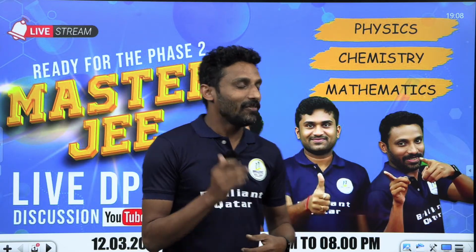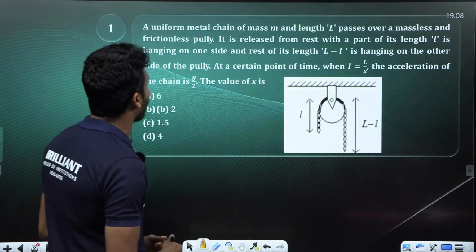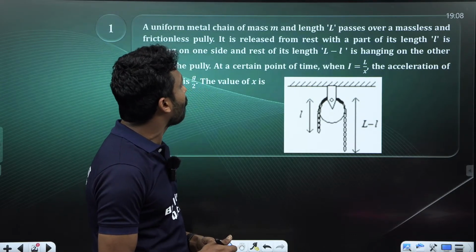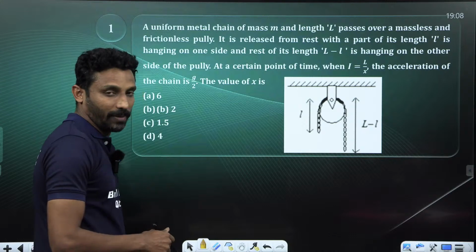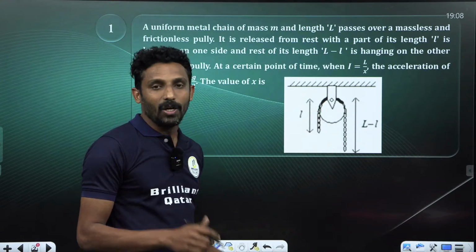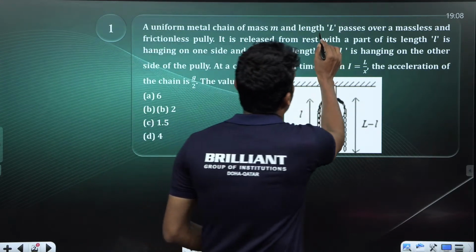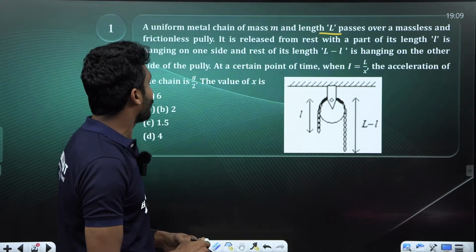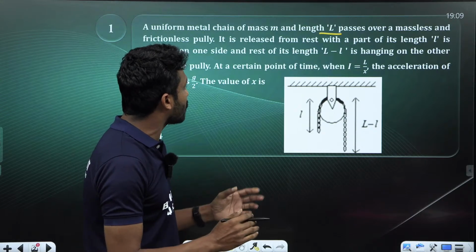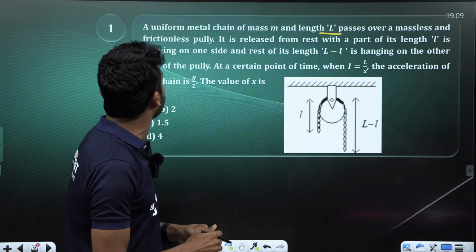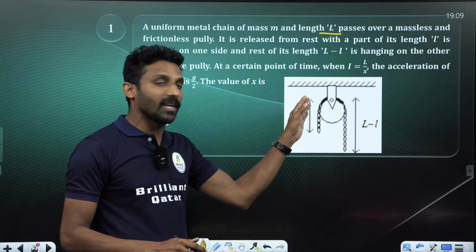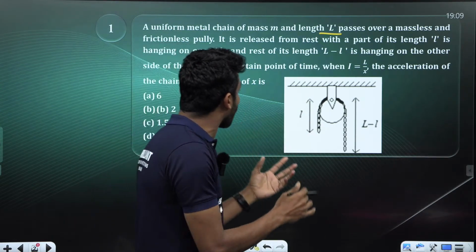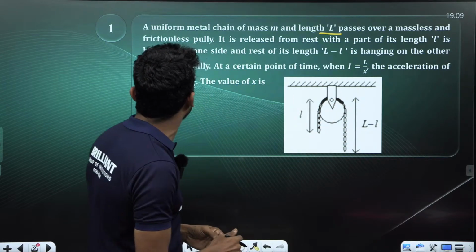Okay, we can move into the questions. The first one: a uniform metal chain of mass m and length L passes over a massless and frictionless pulley. Here in the figure there is a chain whose length is capital L, passing over a massless and frictionless pulley. It is released from rest with a part of its length l hanging on one side, and the rest of its length, L minus l, hanging on the other side of the pulley.